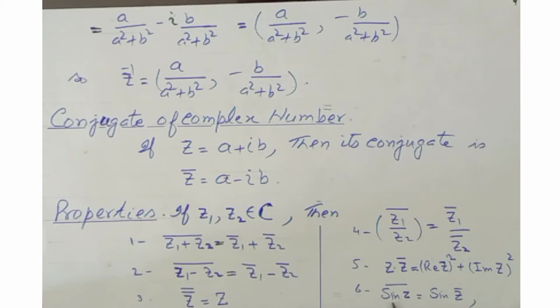Now number six property, sin z whole conjugate is equal to sin of z conjugate. Similarly, tan z whole conjugate is equal to tan of z conjugate, and similarly cos z whole conjugate equals cos of z conjugate.